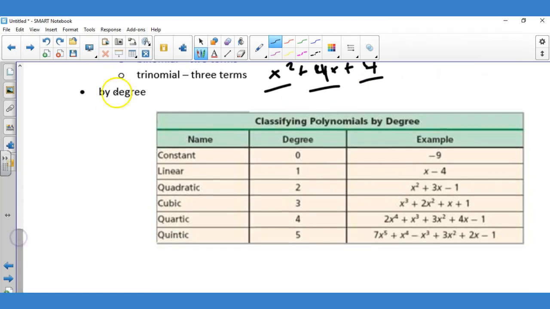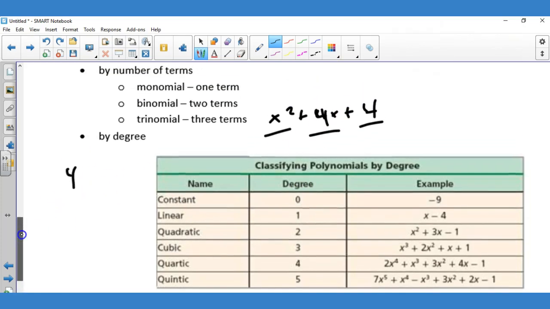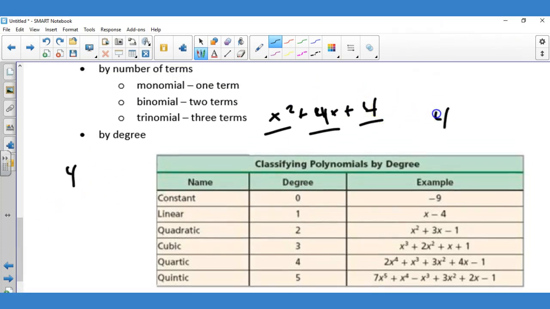If you named it by the degree, a constant has a degree of 0. See that 4 right there? That 4 can really be written as 4x to the 0. Anything to the 0 power is 1. So it's really 4 times 1, which is 4. That's the constant, 4. I just mathematically showed you the proof for it. If it has a degree of 0, then it's a constant.